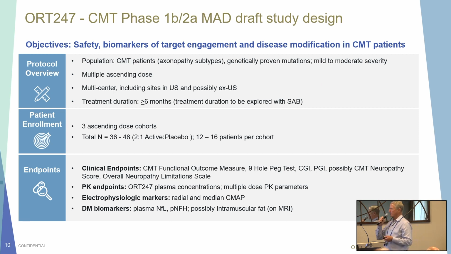So, final slide: this is what we're planning to do if we can raise funds to do this experiment, which is a small patient study in CMT populations with proven genetic mutations and axonopathy subtypes, so CMT2 and others, CMTX, for example. We want to do it as a multiple ascending dose study, 3 doses, 12 to 16 patients per cohort, with clinical, PK, electrophysiological, and disease biomarker endpoints in the study, and probably a duration of at least 6 months, hopefully out to 12, if we can get adequate funding to do this trial.